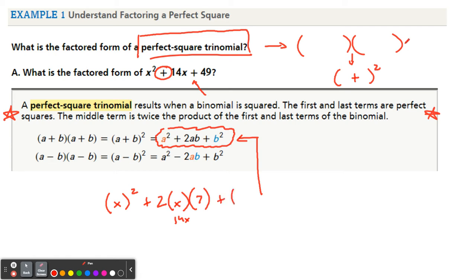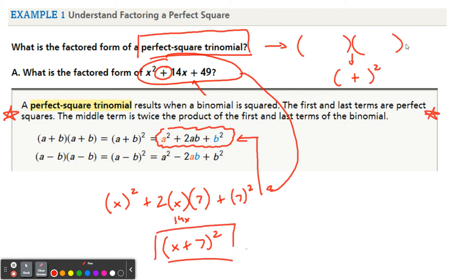And then we just figured out that b is 7, so 7 squared. This is how we just kind of broke down this trinomial into this perfect square trinomial form. And now we just go backwards, right? Now we just do a plus b squared. a is x plus b is 7 squared. And you're done. And again, this is because you could write it as x plus 7 times x plus 7. 7 times 7 is 49. 7 plus 7 is 14.